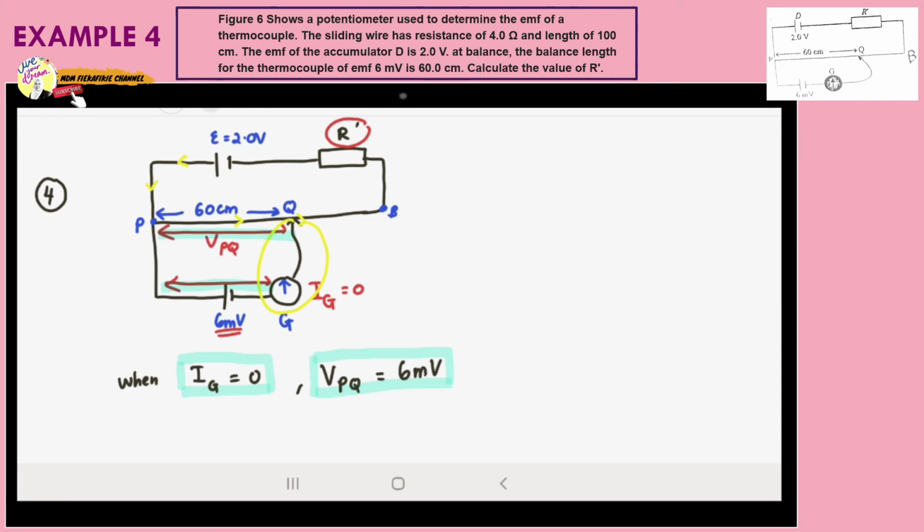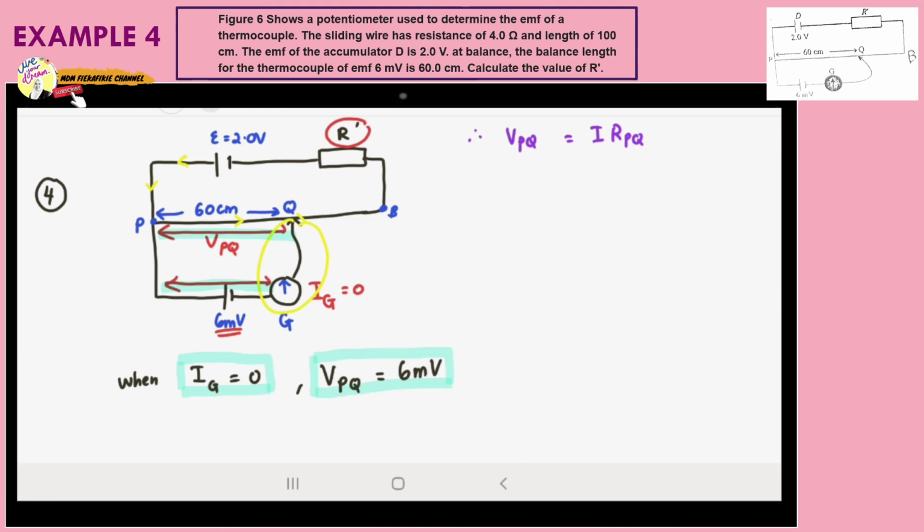We want to find R prime, therefore we can write VPQ is equal to I RPQ. So V is equal to IR, from Ohm's law. We already know that VPQ is equal to 6 millivolt.